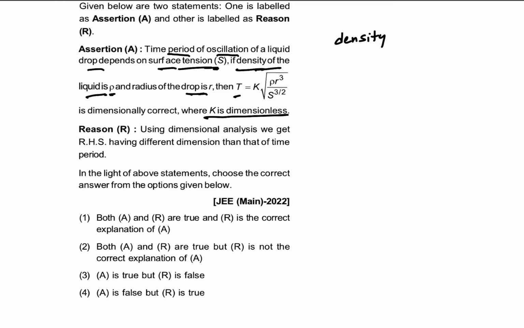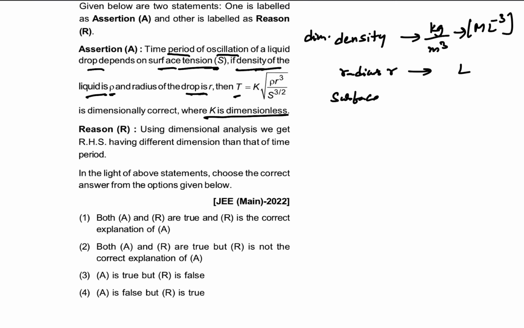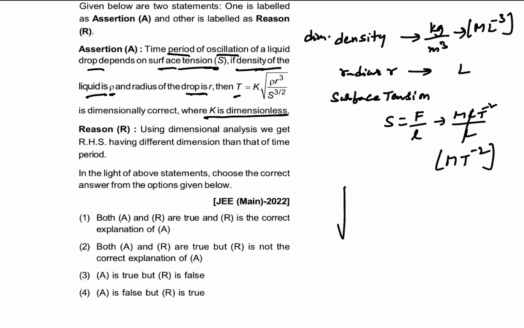I am writing, see, density. Dimension of density is kg per meter cube, a mass per unit volume. So you can write M L power minus 3 as the dimension formula. Next, radius r has dimension L. Surface tension: we can write S is equal to force by length. We can write it as M L T power minus 2 divided by L. So you can write M T power minus 2.